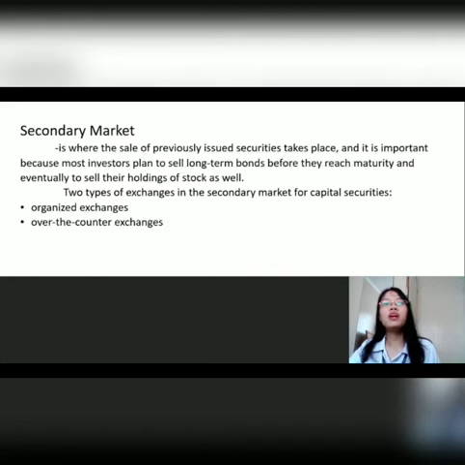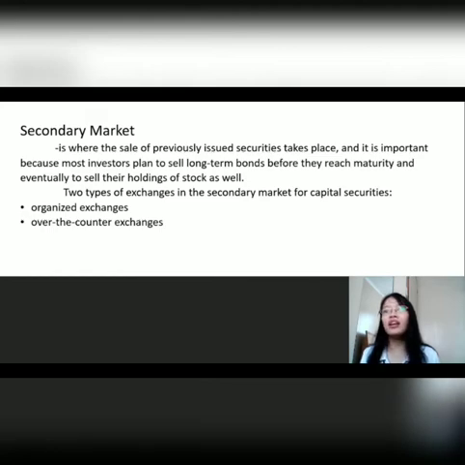Next, the secondary market. The secondary market, which you may often hear called the stock market, is where the sale of previously issued securities takes place, and it is important because most investors plan to sell long-term bonds before they reach maturity and eventually to sell their holdings of stocks as well. The secondary market has many individuals participating in it. When stocks and bonds are sold, the issuer receives no additional capital like they do in the primary market.